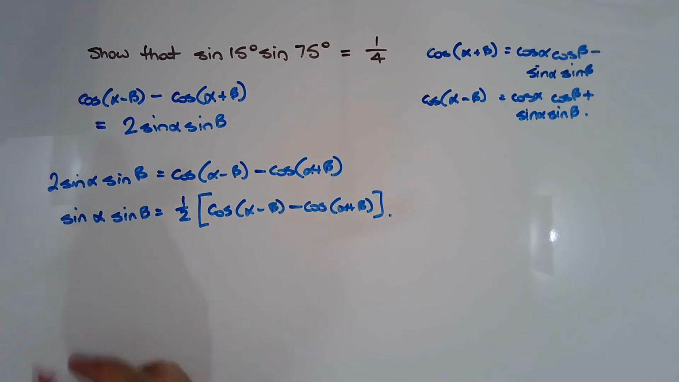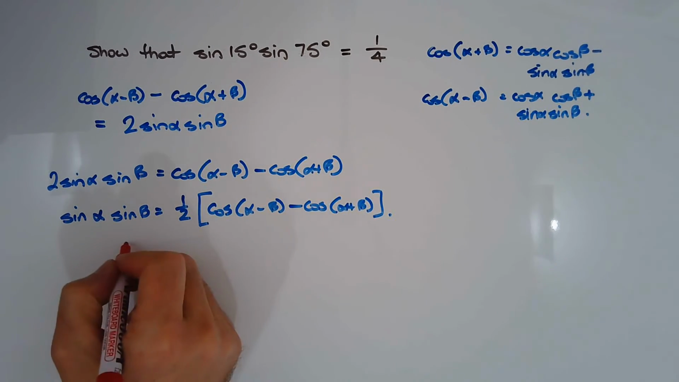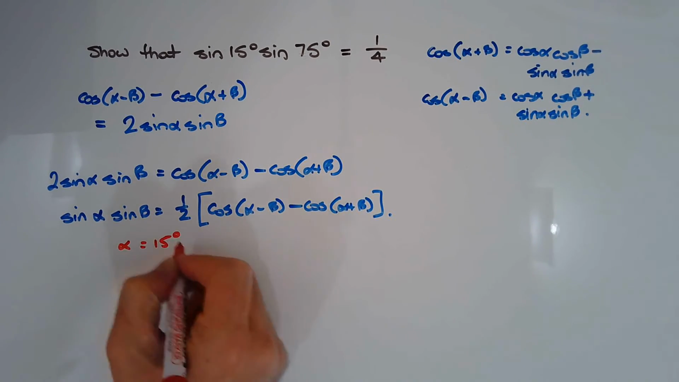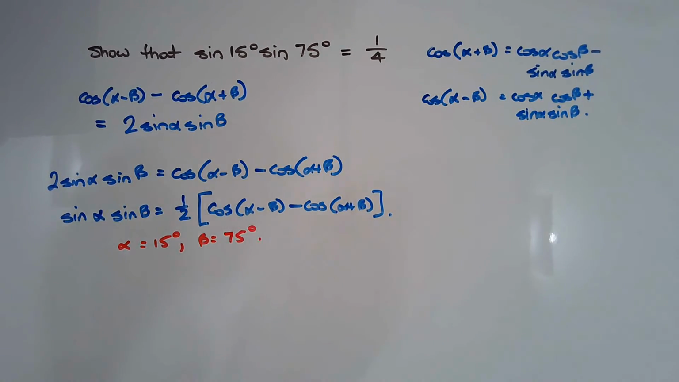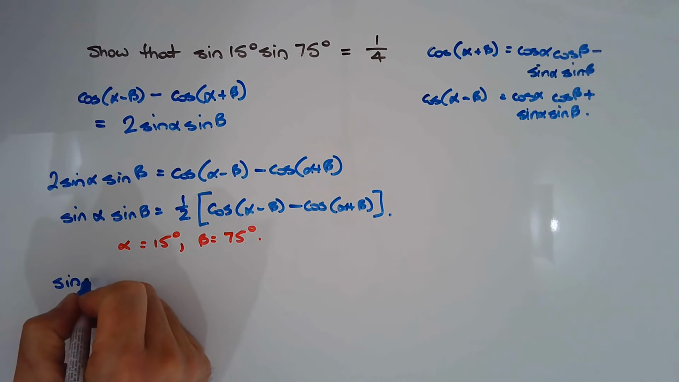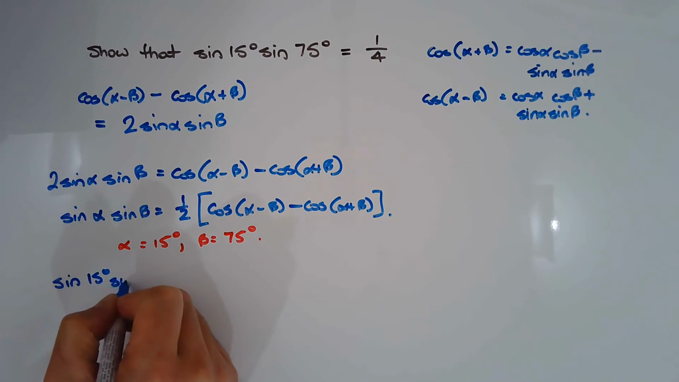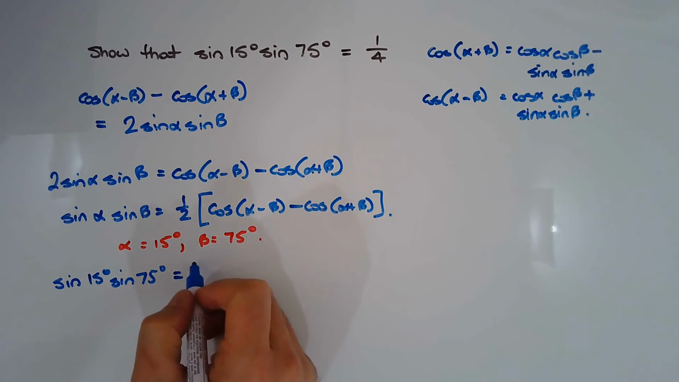Now, at this point, we can assign a value to alpha and beta. In this case, alpha is 15 degrees and beta is 75 degrees. So sine of 15 degrees, sine of 75 degrees. And by the way, I can interchange those because it's a product. So I could have put sine of 75, sine of 15. It's exactly the same thing, given that it's multiplication.